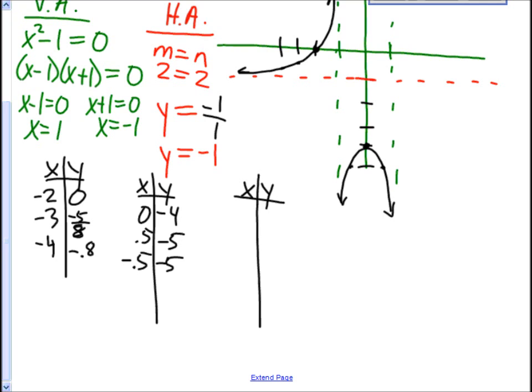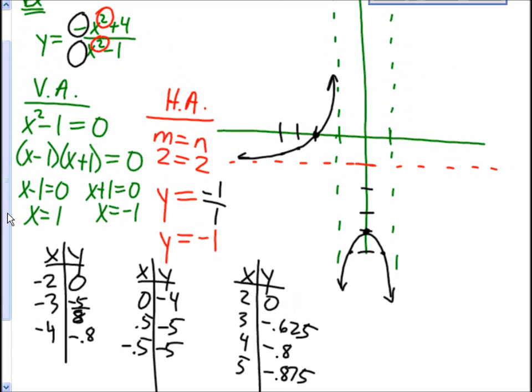Now to the right of 1. So 2, 3, 4, as many as you need there. Plug those in one by one. So we got 2, 0, 3, negative 0.625, 4, negative 0.8 of the way. Anyways, we get a bunch of these points on there. Soon enough, you have it.